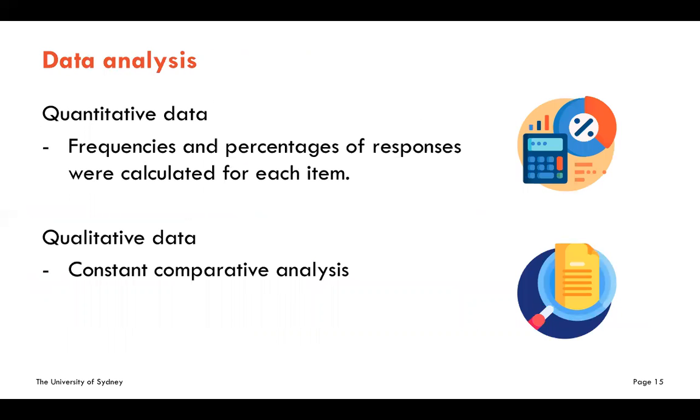So for data analysis, quantitative data were analyzed by calculating frequencies and percentages for responses to the feasibility items and usefulness rating. To give us a clearer understanding of feasibility as a whole, we also calculated a total feasibility score, which is an average of the ratings for all the items. We also calculated similar total scores for each feasibility domain.